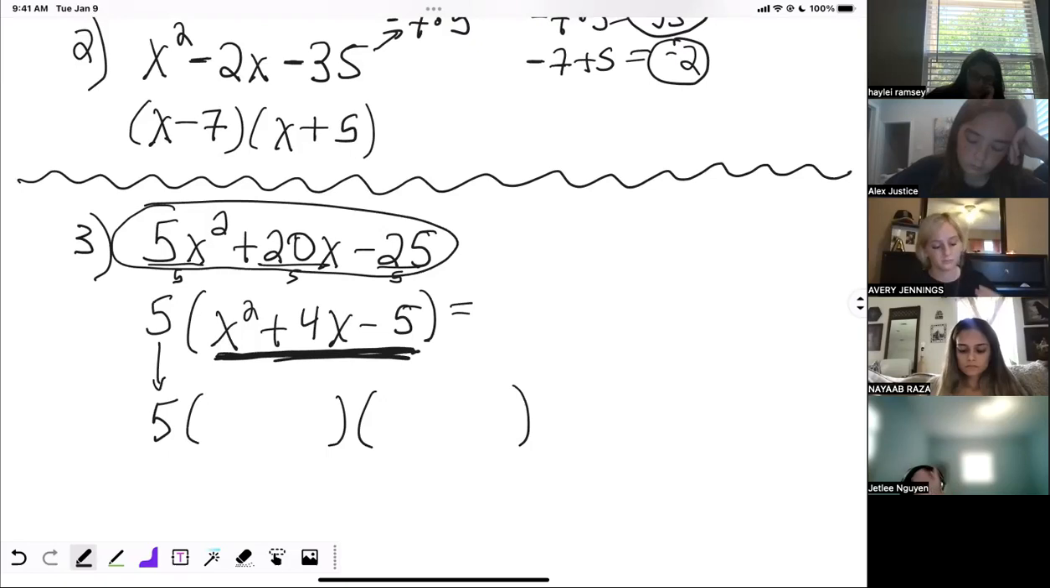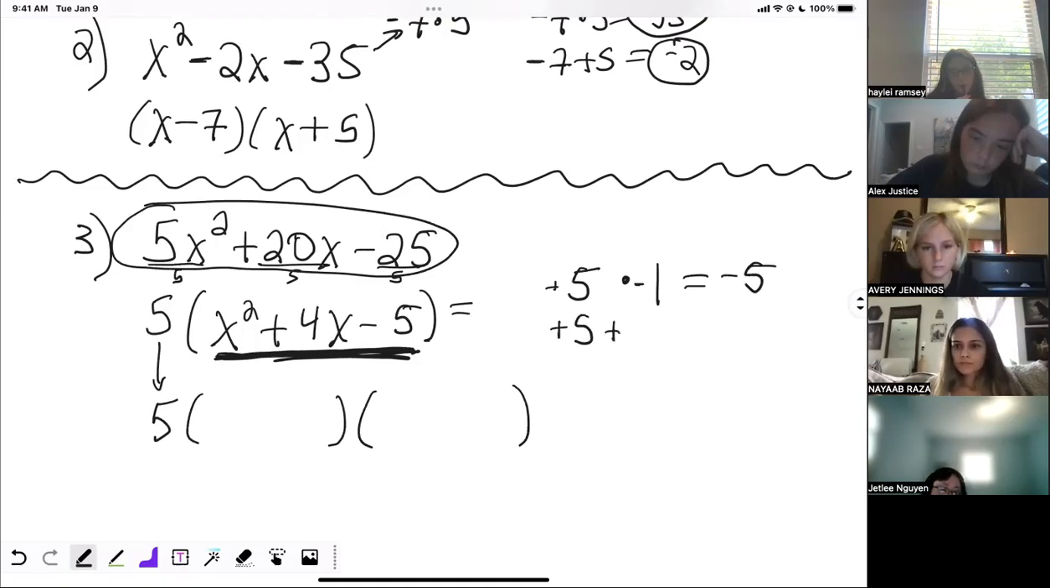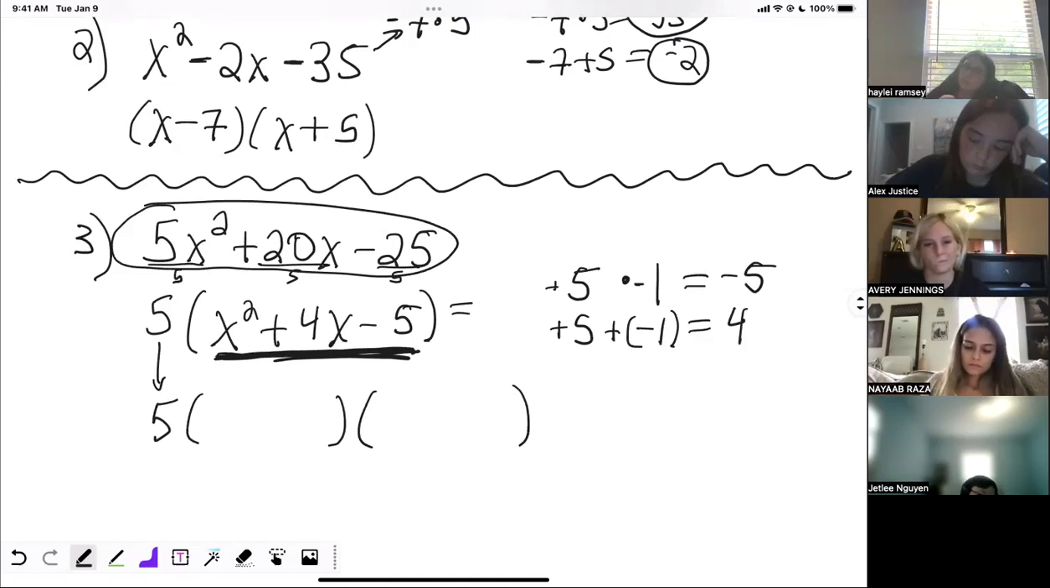So I need two numbers that multiply to be -5, sorry, but will add up to be 4. So the only thing that multiplies to be 5 is 5 times 1. So one of them has to be negative and one has to be positive, but I want a positive 4. So I make 5 the positive and 1 the negative. Will it work? Positive 5 times -1, that's -5. And positive 5 plus -1 is 4. And that's exactly what I wanted. Two numbers that multiply to be -5, but will add up to be 4.